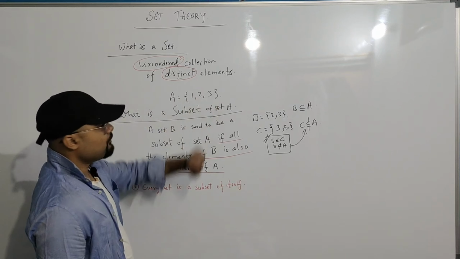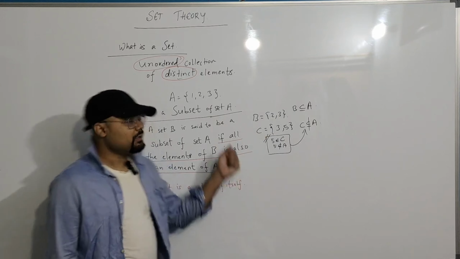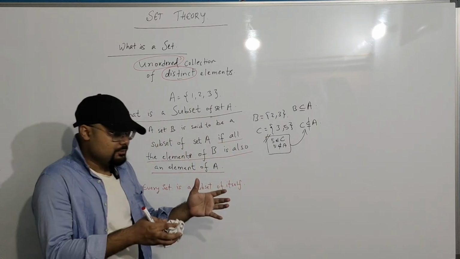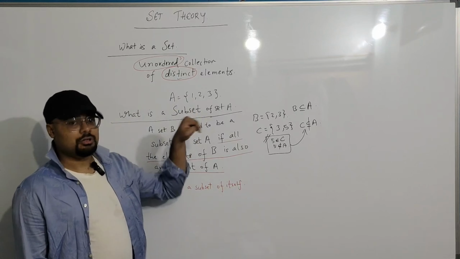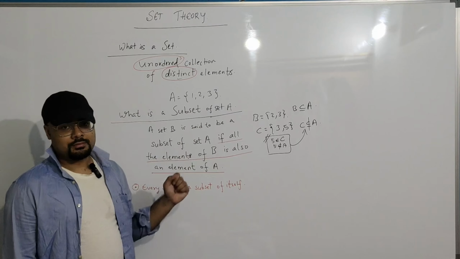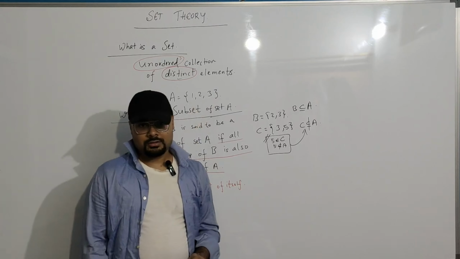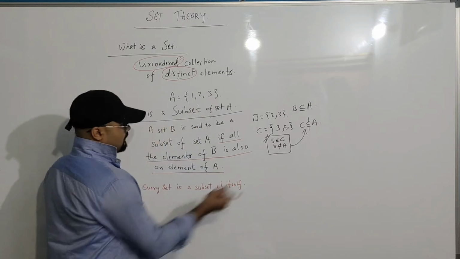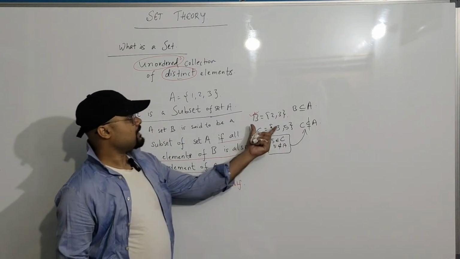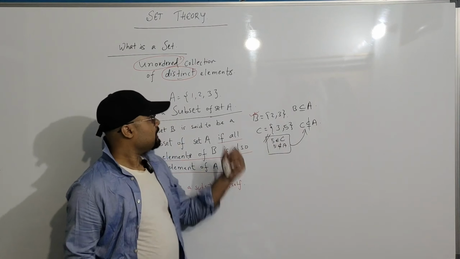For every element, I have two choices: in my subset, whether I will include this element or not. I may include 1 or I may not include 1. Let's say I don't include 1, but I include 2 and 3. Then this is what that subset is. So you can say that B is formed.